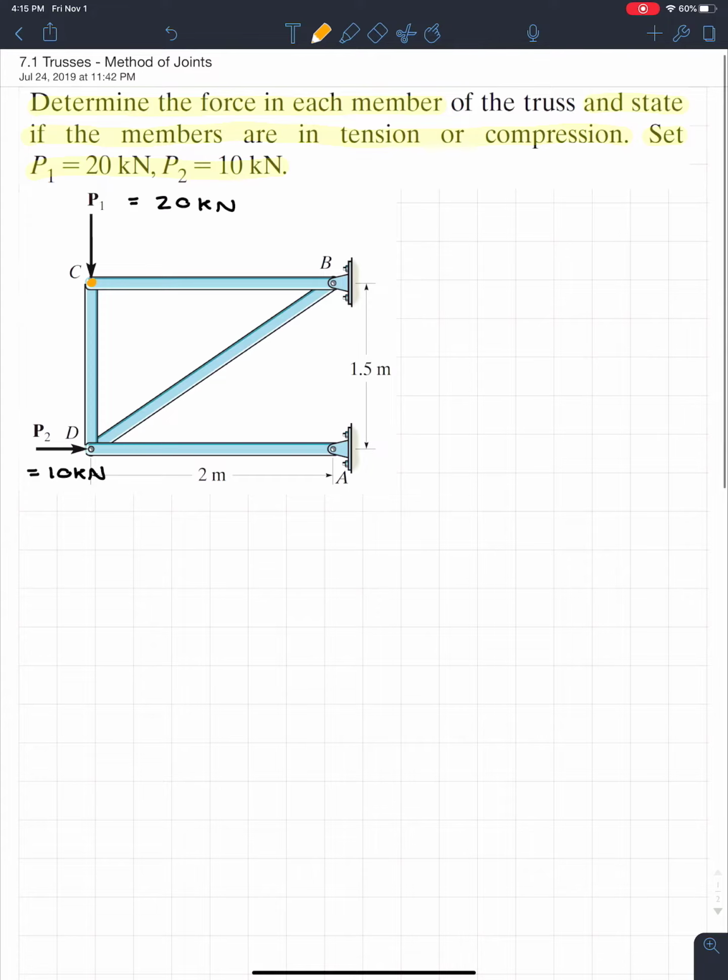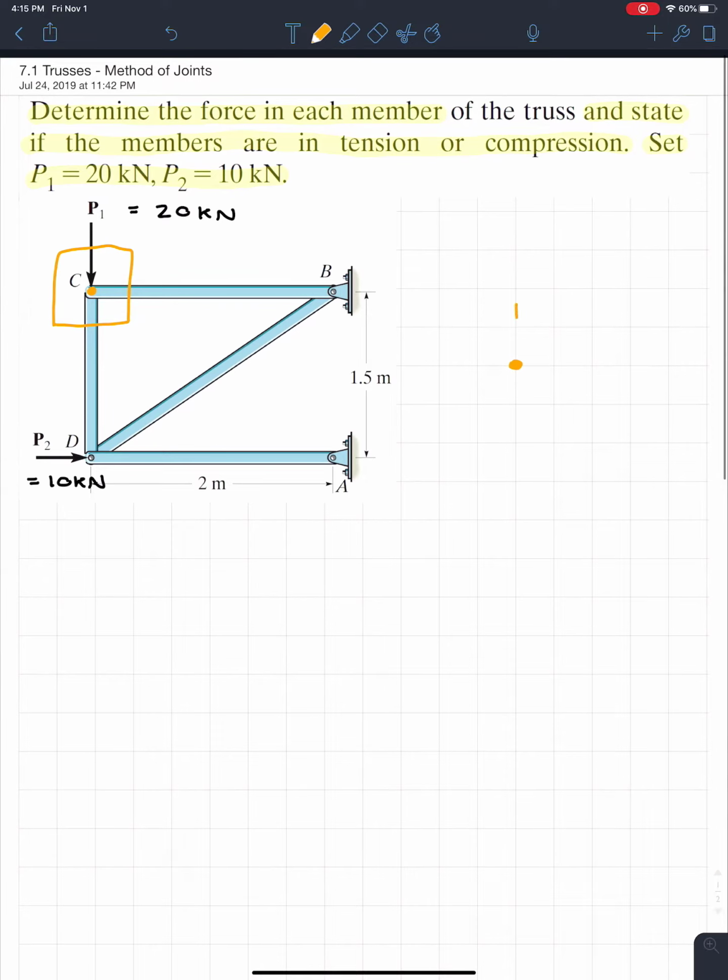Remember when I say I did a free body diagram, I would just circle the particle. So in this case, this would be my particle. And if I were to draw a little free body diagram on the side, I draw the particle. And I go, okay, well, I got a load on this particle coming down. And this load will be P1.